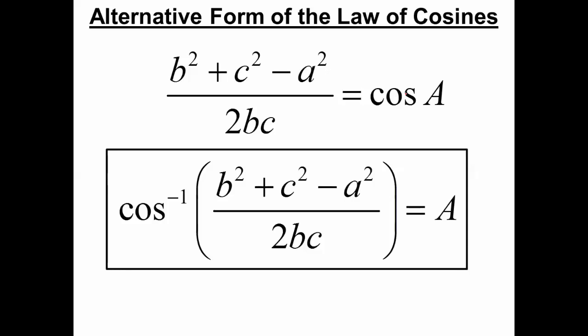Now keep in mind, though, it's also possible to have obtuse angles. Alright, it's perfectly fine to have an obtuse angle in a triangle. So when we punch things into the calculator, for cosine, the inverse trig is either going to give us an acute angle in the 1st quadrant or an obtuse angle in the 2nd quadrant.